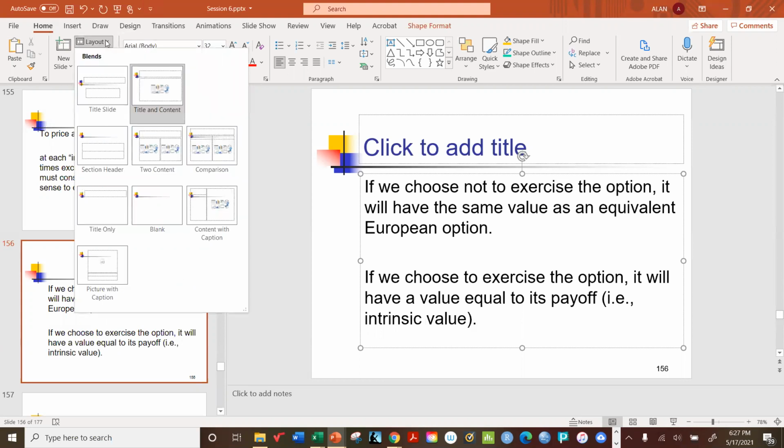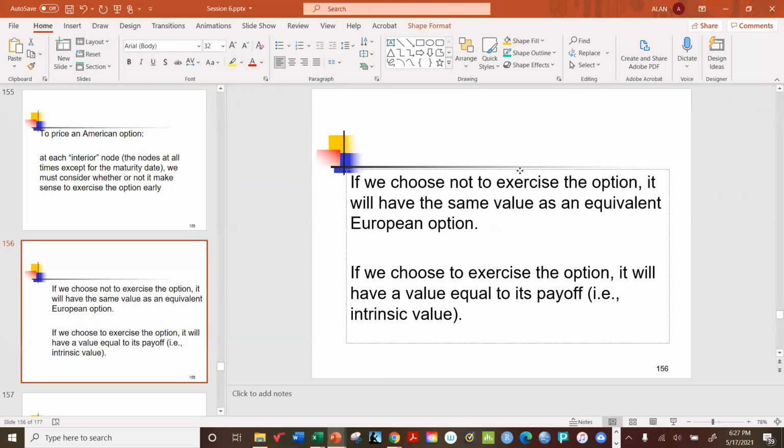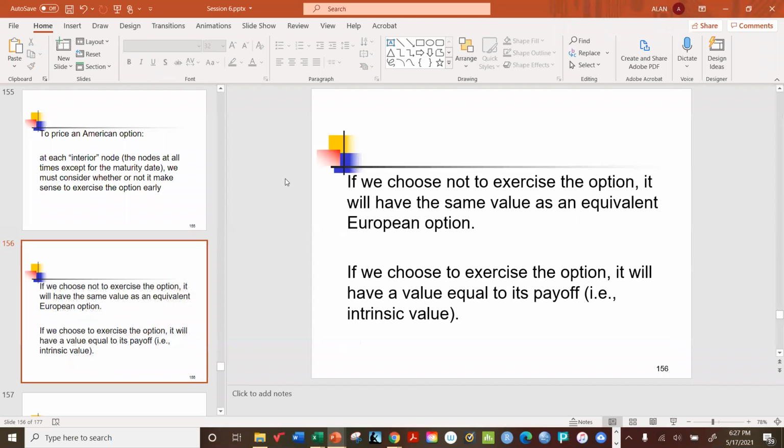So logically, then, our decision will come down to which of these two gives us the greater value. In other words, we want to make sure that the value of the option is always as high as possible. So therefore, the only way it makes sense to exercise the option early is if the payoff exceeds the value of the equivalent European option.